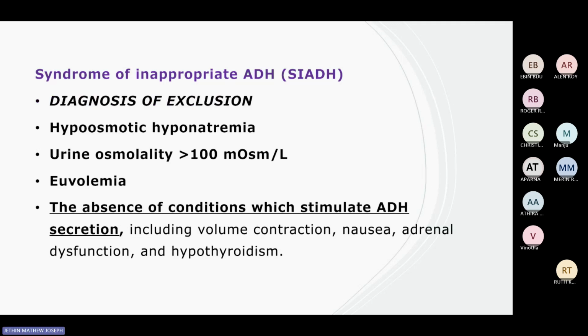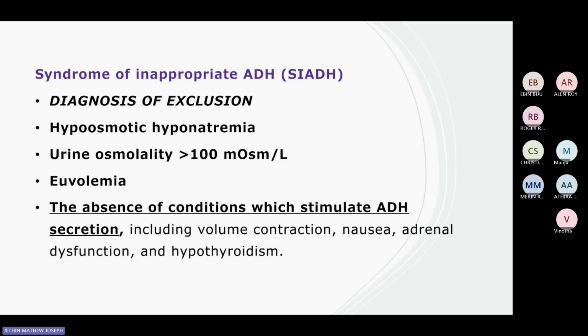As I mentioned earlier, SIADH is a diagnosis of exclusion. These are the other features which you'll see in SIADH. It is going to be hypoosmotic, which we've already covered in the flow chart. Urine osmolality is more than 100, which has also been covered. A patient will mostly be euvolemic. And you have to also rule out absence of conditions which otherwise stimulate ADH secretion. That is why I said it's a diagnosis of exclusion. We are excluding everything, then we are reaching the diagnosis of SIADH.